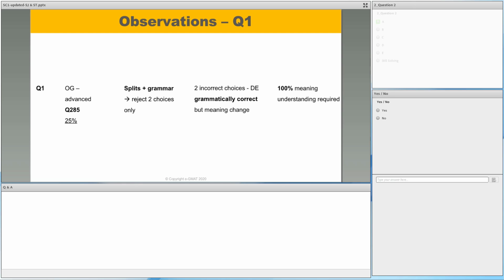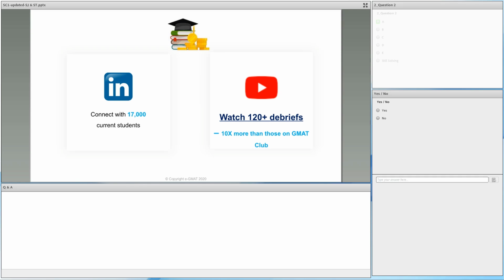This was from OG Advanced, in case any of you want to look this up later. We can see here that splits in grammar helped us reject those first two choices. Okay, and that's pretty typical with GMAT. They will allow us to get to those bottom two choices, but then we really have to understand what is grammatically correct and that meaning to get to the correct answer. In order to get to choice C on this one, as you proved with your own statistics, the majority of you chose choice E until we discussed that meaning.